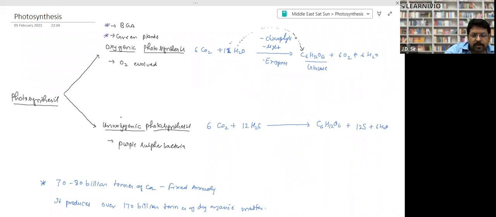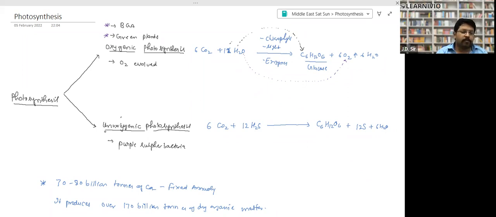So look, this hydrogen is utilized here, right? And the oxygen comes from here. This oxygen, it makes O2 from the water. Now, in oxygenic photosynthesis, formation of oxygen is taking place.